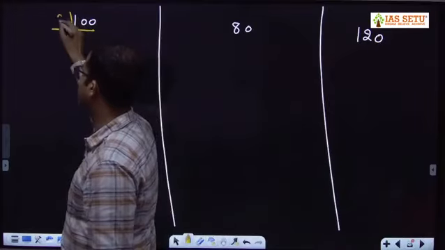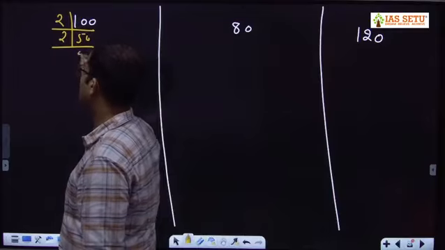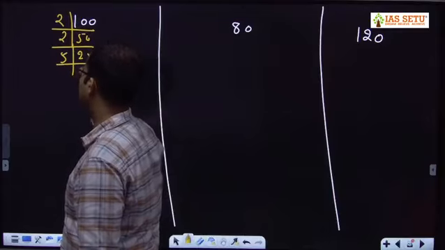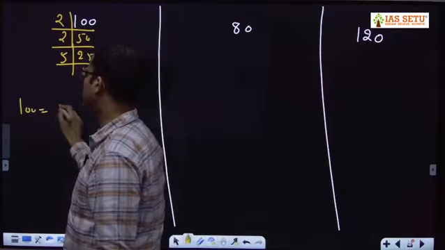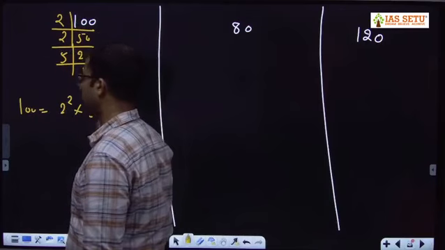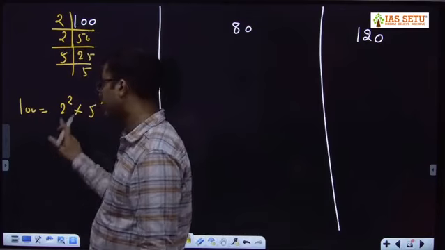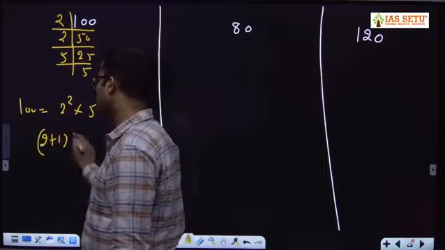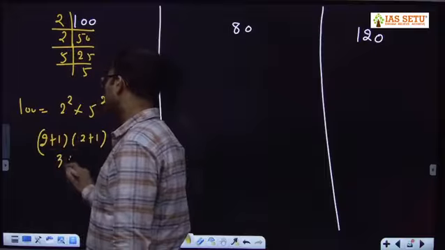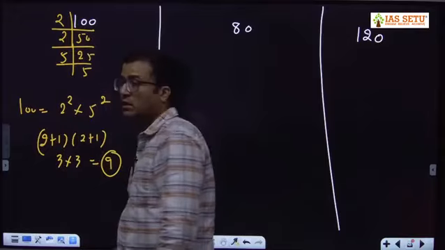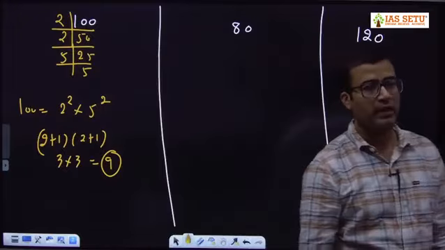100, you take 2 common 50, 2 common 25, 5 common 5. So 100 is 2 square into 5 square. What is the answer? So (2 plus 1) into (2 plus 1), 3 into 3, 9. 100 has 9 factors. What about 80?